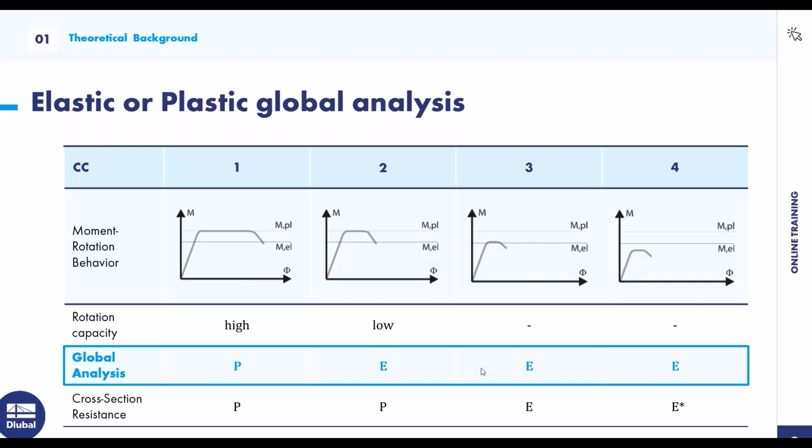Okay, what's important to you in practice? Mostly you do an elastic global analysis. It's not very often that one considers, for example, plastic hinges. And what's important is that the first two cross-section classes can be designed plastically with the plastic cross-section resistance, and cross-section classes 3 and 4, where the cross-sectional resistance can only be applied elastically. Okay, then we turn to the next slide.